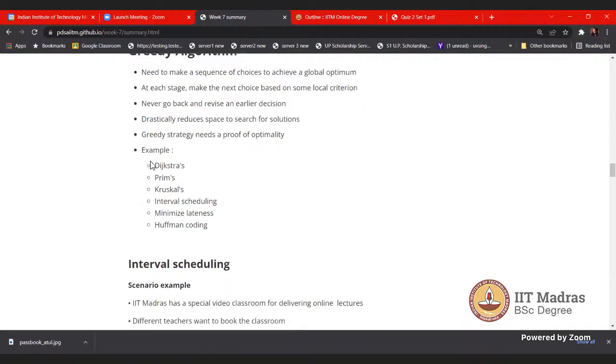You have already seen some algorithms based on the greedy approach: Dijkstra's algorithm, Prim's, Kruskal's, interval scheduling, minimizing lateness, and coding. Dijkstra's, Prim's and Kruskal's we have already seen in previous weeks. In these, we always select the node with the minimum distance or weight. That is the local decision, and finally we get the shortest path for the overall problem. In that way, this is the greedy approach.